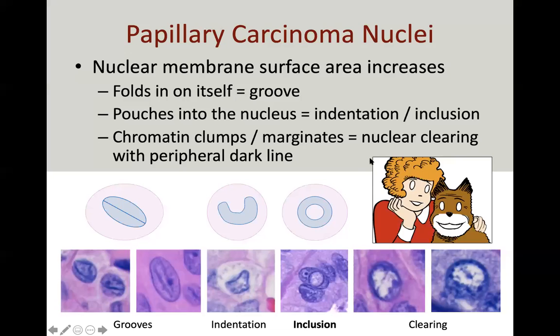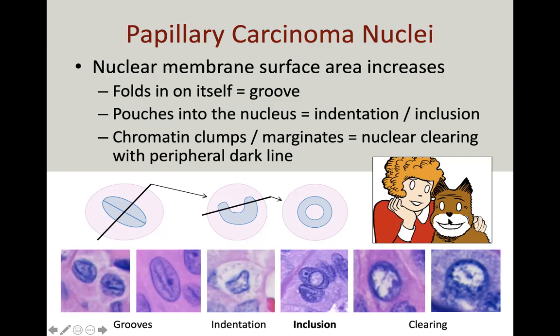So what are those nuclei, and why do they do that? It's thought that the nuclear membrane surface area increases, and it starts to fold in on itself, which looks like a groove or a coffee bean. If it sort of pouches deeply into the nucleus, you may see it as an indentation or an invagination. And if it pouches so deeply, and you look at this from the correct tissue plane, it looks like an inclusion, right? So it's sort of an intussusception of the cytoplasm into the nucleus. And if you cut through it, such as here, it is an inclusion.